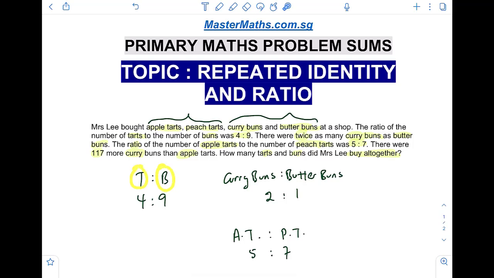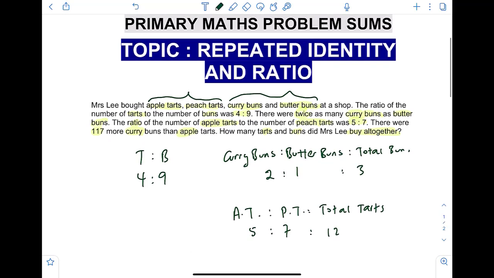tarts is to buns and also the respective ratios for the buns and the tarts as well. So what we need to do is to sum up the total buns here and the total tarts here as well. This will be 12. Okay, and what we really need to do is to make the tarts the same. As you can see, there's 4, over here there's 12. Alright, there's 3, over here there is 9.